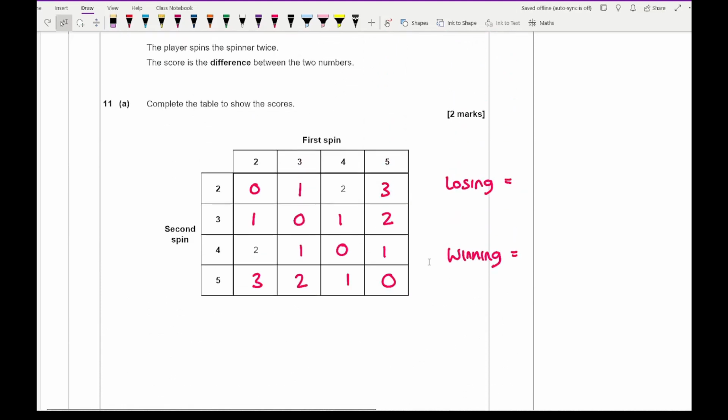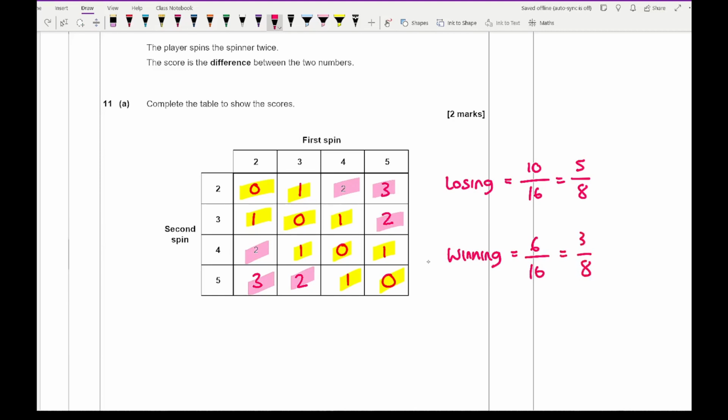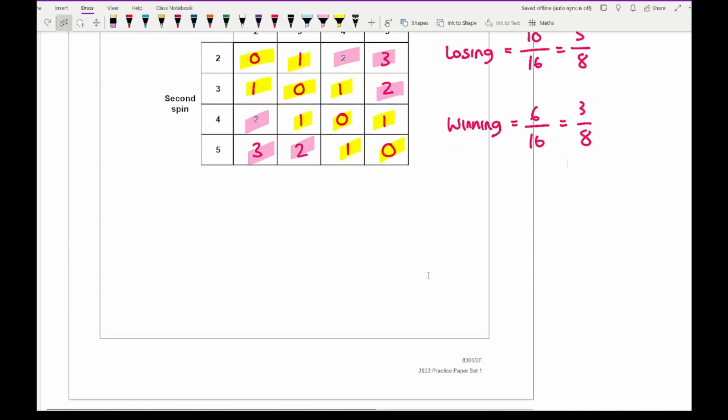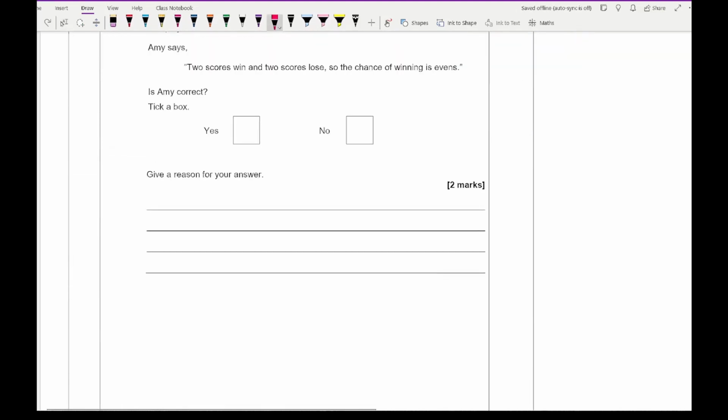Yep, 0 and 1. So we're looking at 1, 2, 3, 4, 5, 6, 7, 8, 9, 10. So that's going to be 10 out of a total of 16. So that's going to be 5 out of 8. Then for winning, well, that's going to be a 2 or a 3. And we can see there that there's only 6 options. So that's going to be 6 out of 16, which is 3 out of 8. So here we can say that there's not an even chance, so Amy is wrong. And you can say no.